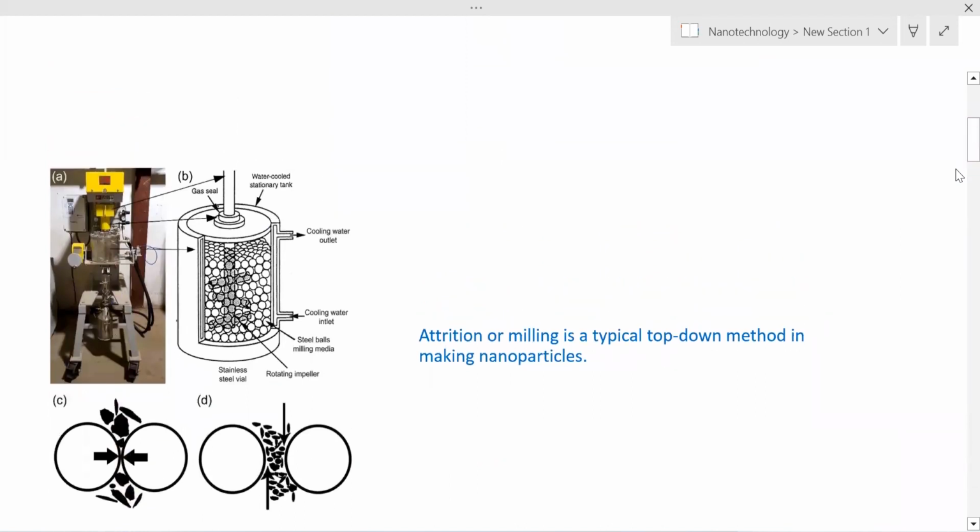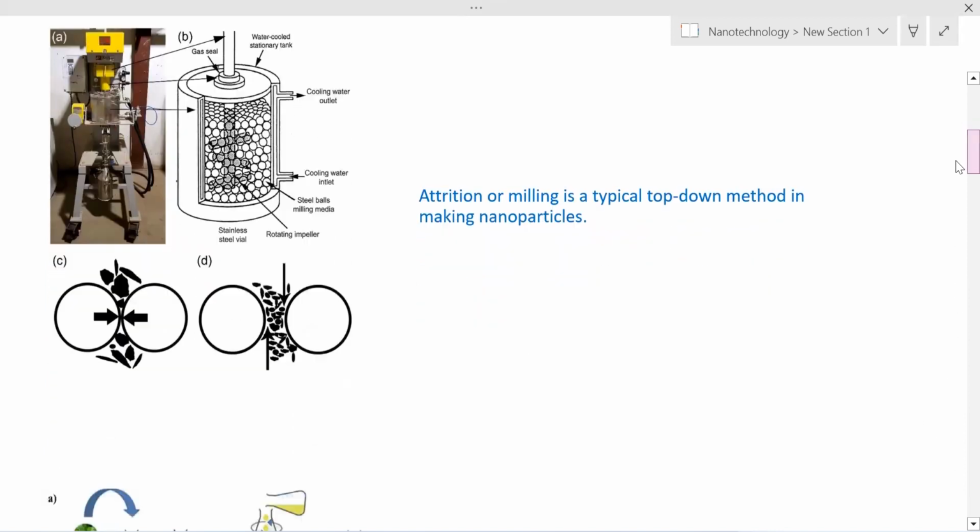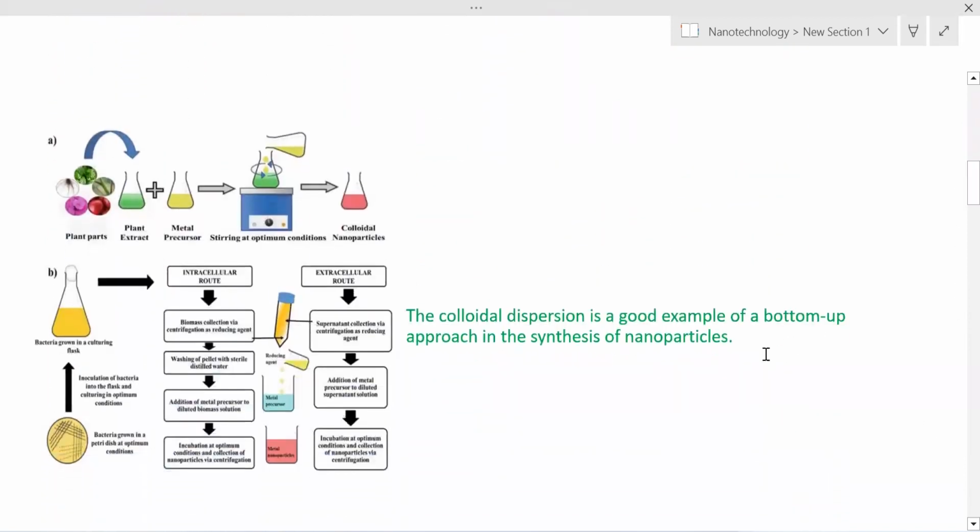So, typically in top-down, attrition or milling is a typical approach for synthesizing nanomaterials. Whereas colloidal dispersion is a good example for the bottom-up approach. For synthesis of nanomaterials using the colloidal synthesis method, we synthesize nanomaterials, and that method is a bottom-up approach.